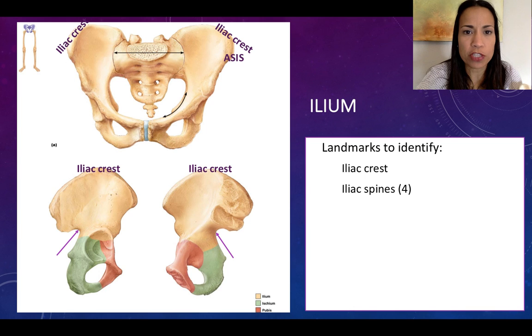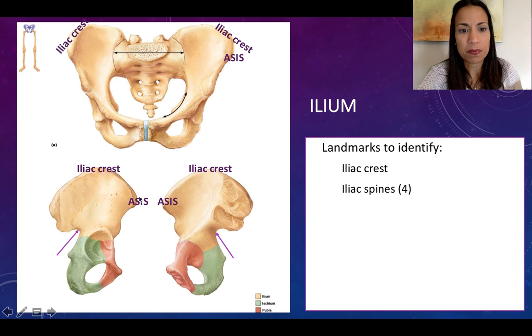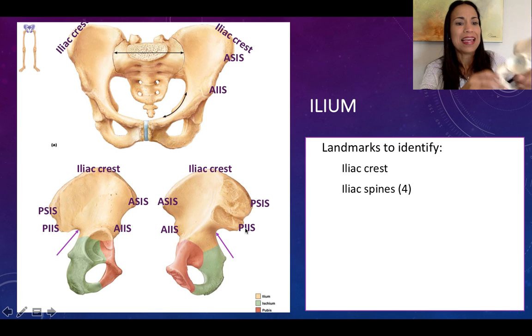In here in your picture, I have them labeled. Here you have the anterior and superior iliac spine in the articulated pelvis, and always on the same side of the pubis bone. That's the anterior and superior. And in here, inferior to that, you can see the anterior and inferior. It's a smaller bump. Posteriorly, you can see the posterior and superior iliac spine, and the posterior and inferior iliac spine.